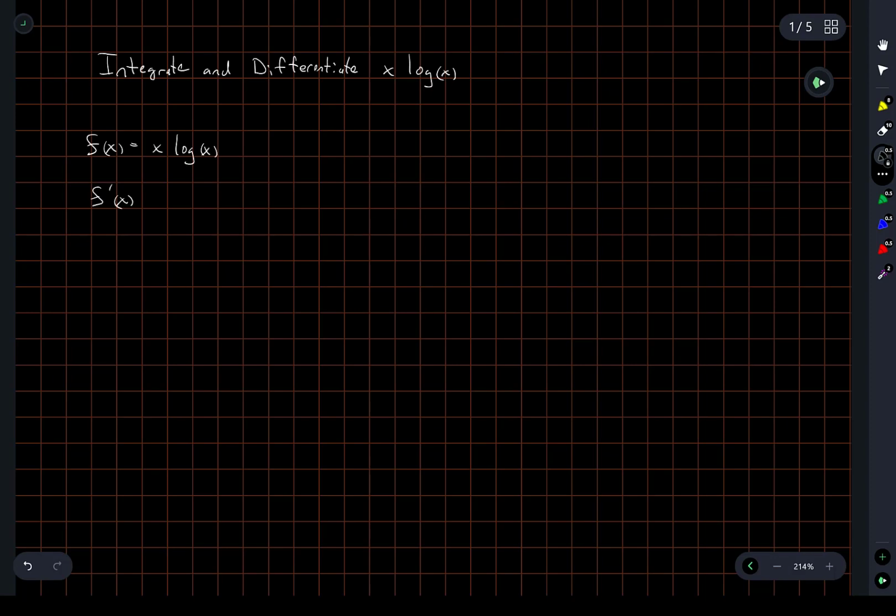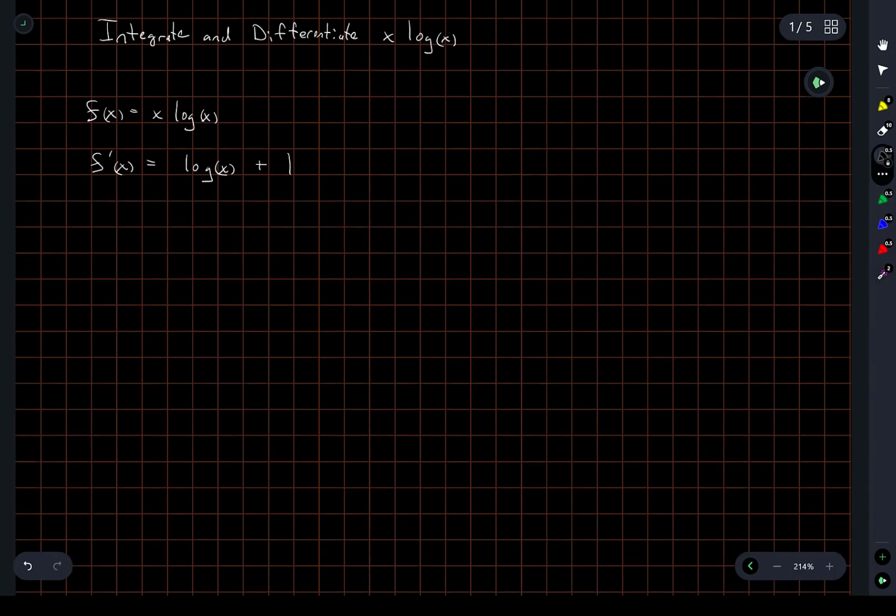So this is just product rule, right? I have the derivative of x multiplied by log x, that's this, and the derivative of log x multiplied by x. The derivative of log x is 1 over x, so there we go. Integrating.